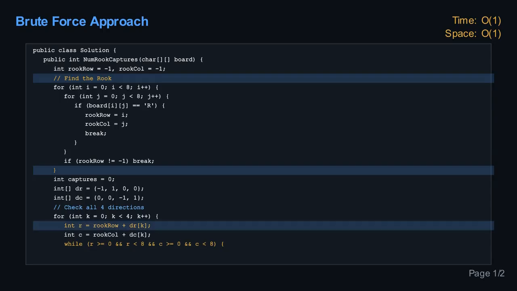While the board size is fixed and small, making it effectively constant time, conceptually, we're performing redundant checks if we rescan the board to find the rook on every iteration. The time complexity is O(1), constant time due to fixed board size, and space complexity is O(1), constant time.